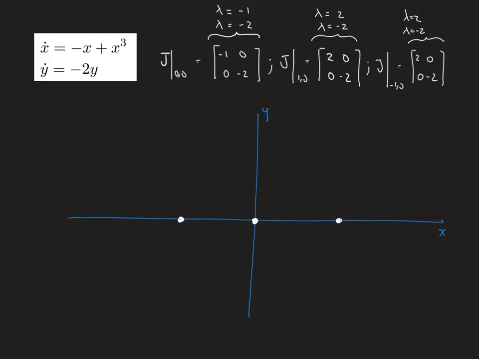And also we know that the eigenvectors of this matrix are just x and y. So this is going to be the vector. Let me put it in here. So the eigenvectors are going to be 1, 0, and 0, 1. And it's going to be the same for the other cases because they are also diagonal matrices.